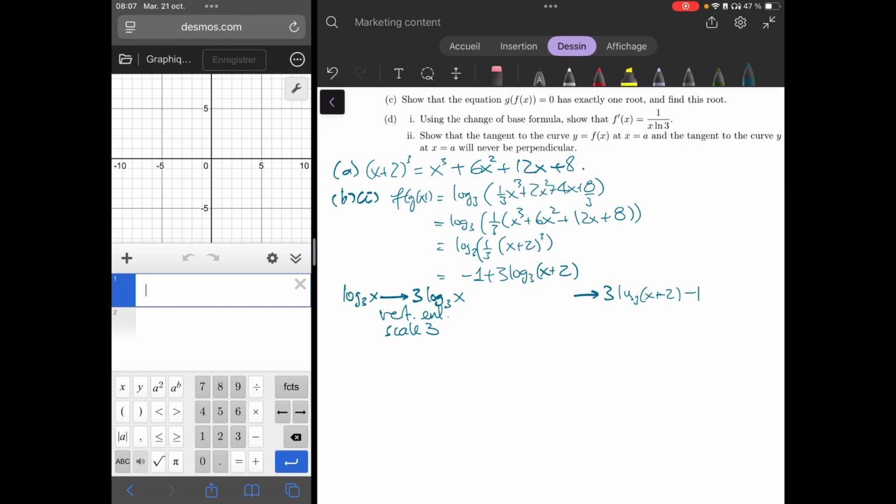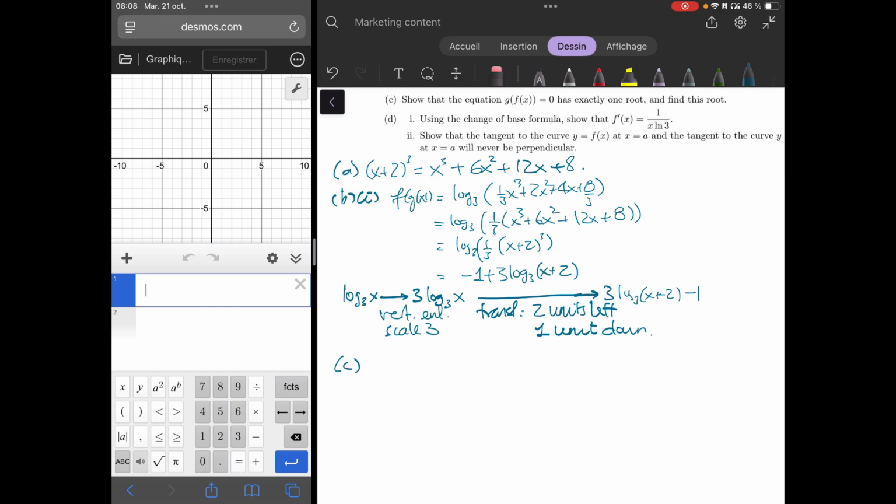And then after that, it is simply a translation, 2 units to the left and 1 unit down. And that would give you the graph of f of g.